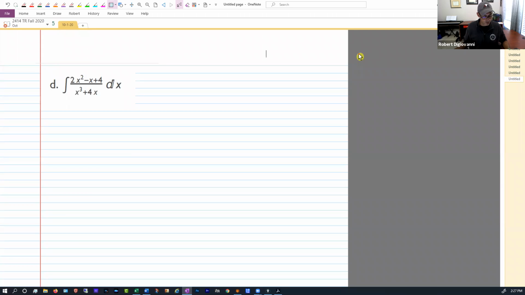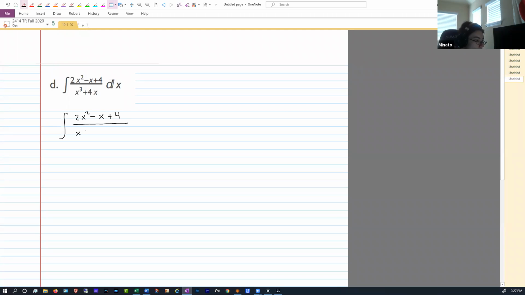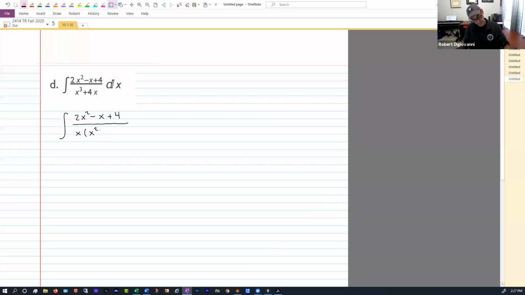Do we need long division? No. It is a rational function, so we don't use long division. So we need to factor the denominator, if possible. Does the denominator factor? Can we take an x out? Yes. You can just peel an x out.